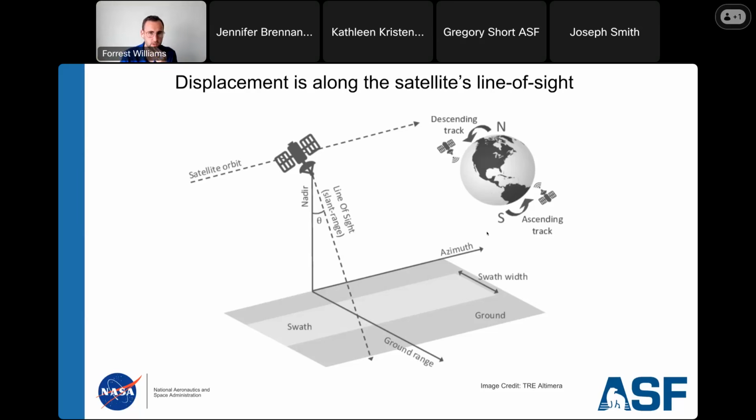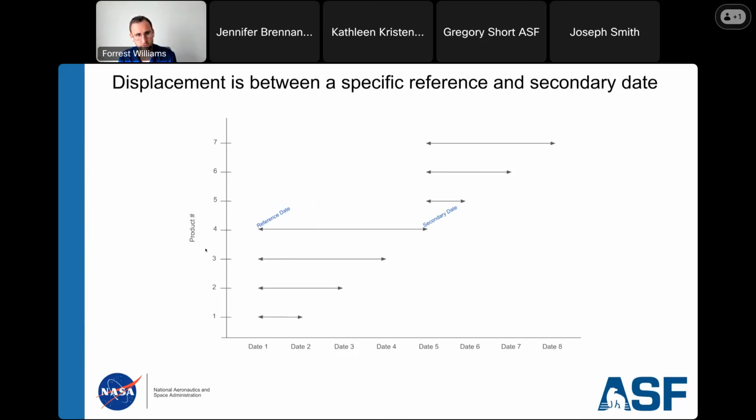Along with this line of sight caveat, another good thing to remember is that the displacement in these products is always being measured between a specified reference and secondary date. These reference and secondary dates are recorded directly in the file names as well as in the metadata of the files themselves. And so what do I mean about displacement being between a reference and a secondary date?